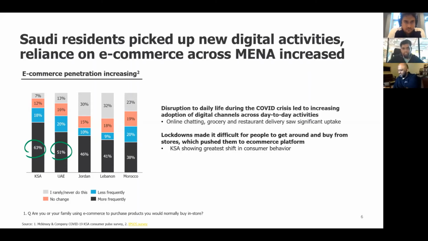So in this, again, KSA clearly shows that a lot of customers started buying more frequently on e-commerce as compared to all the other countries, and they started buying the same categories that we discussed before, which start with essentials and then go to non-essentials. Can we move to the next slide, please?